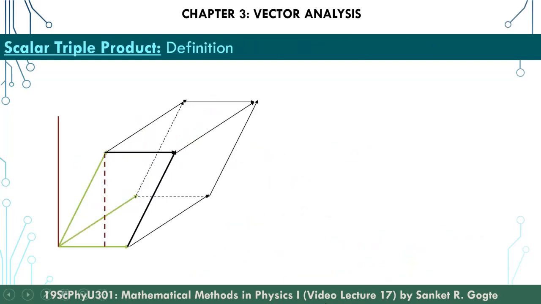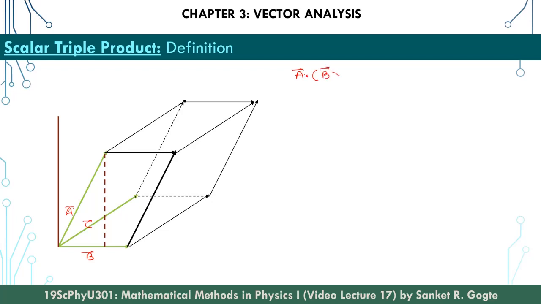Let's now consider scalar triple product. Let me suppose this is vector B, this is vector C, and this is vector A. So these three green arrows are the vectors for which we are calculating this scalar triple product, which is defined like this.